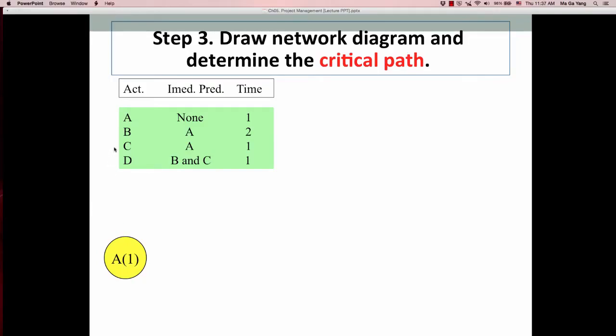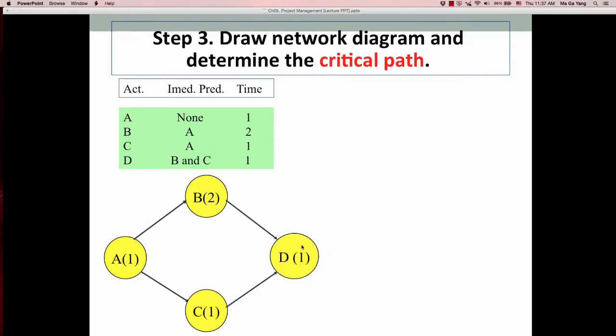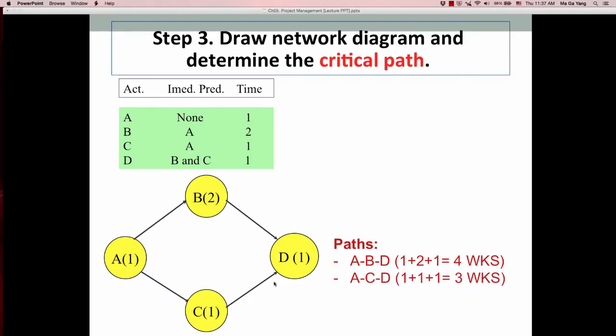Here, activity A has no immediate predecessor, so it is the first activity to start. And we have activities B and C, which happen after activity A is done, and the final activity is D. How many paths are in this network diagram? We have ABD and we have ACD. ABD takes 4 weeks and ACD takes 3 weeks.